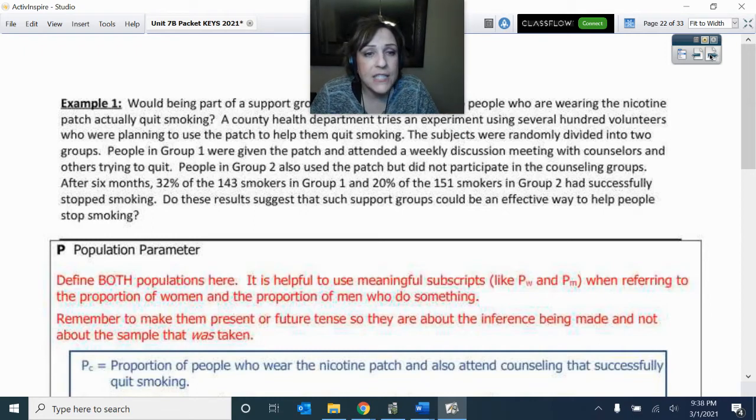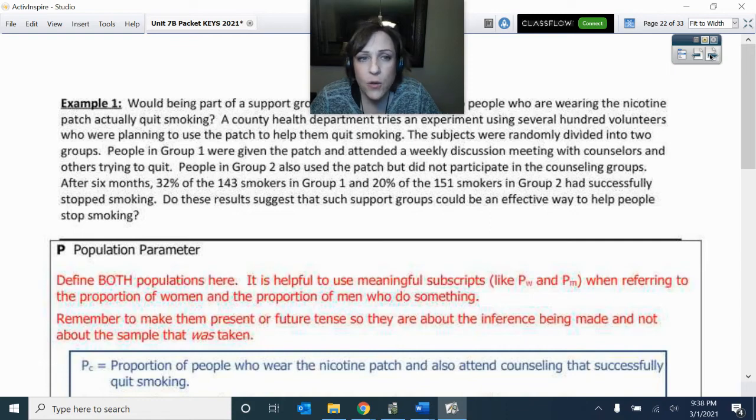Okay. And so then here are the results. After 6 months, 32% of the 143 smokers in group 1 and 20% of the 151 in group 2 had successfully stopped smoking. Do these results suggest that such a support group could be an effective way to help people stop smoking?